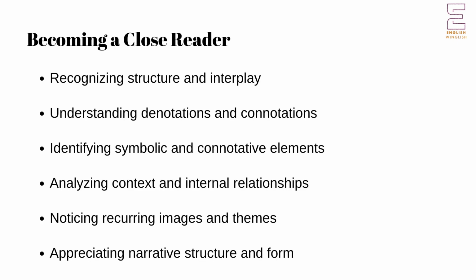Becoming a close reader. To become an effective close reader in the formalist tradition, one must develop a keen sensitivity to the various elements that contribute to a text's form and meaning. This includes recognizing the structure, shape, and interplay of elements, understanding denotations and connotations of words, identifying symbolic and connotative elements, analyzing the context and internal relationships within the text, noticing recurring images, symbols, and themes, understanding the sequence of plot elements and narrative structure, appreciating the text's internal logic and coherence.